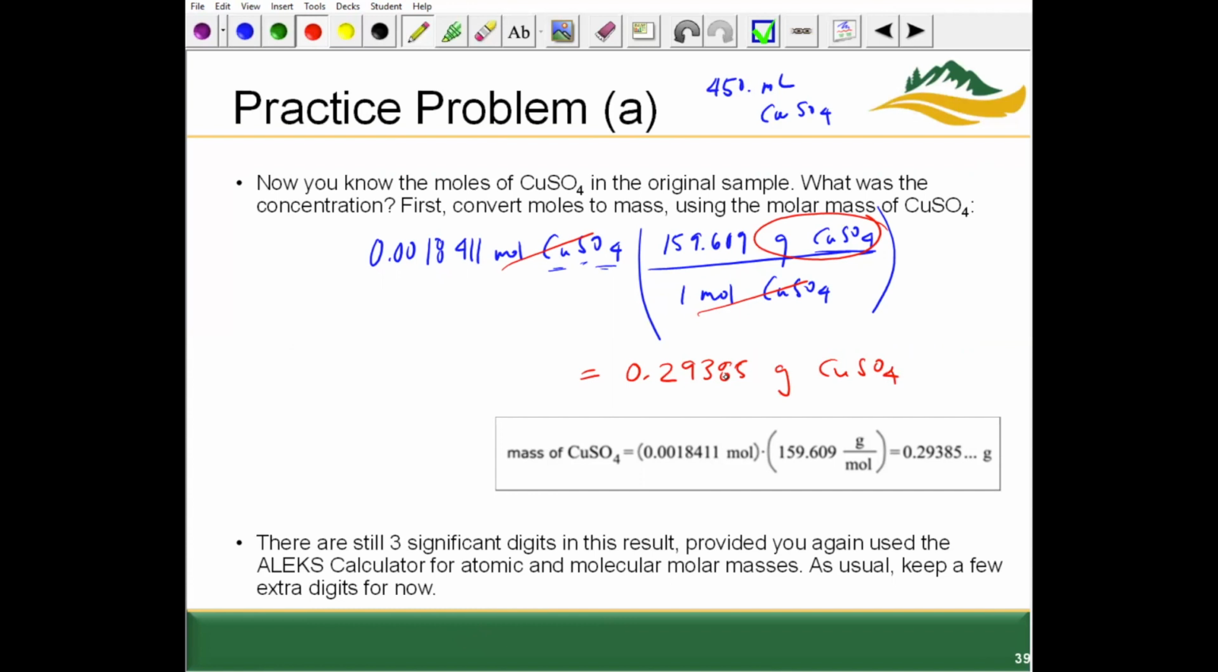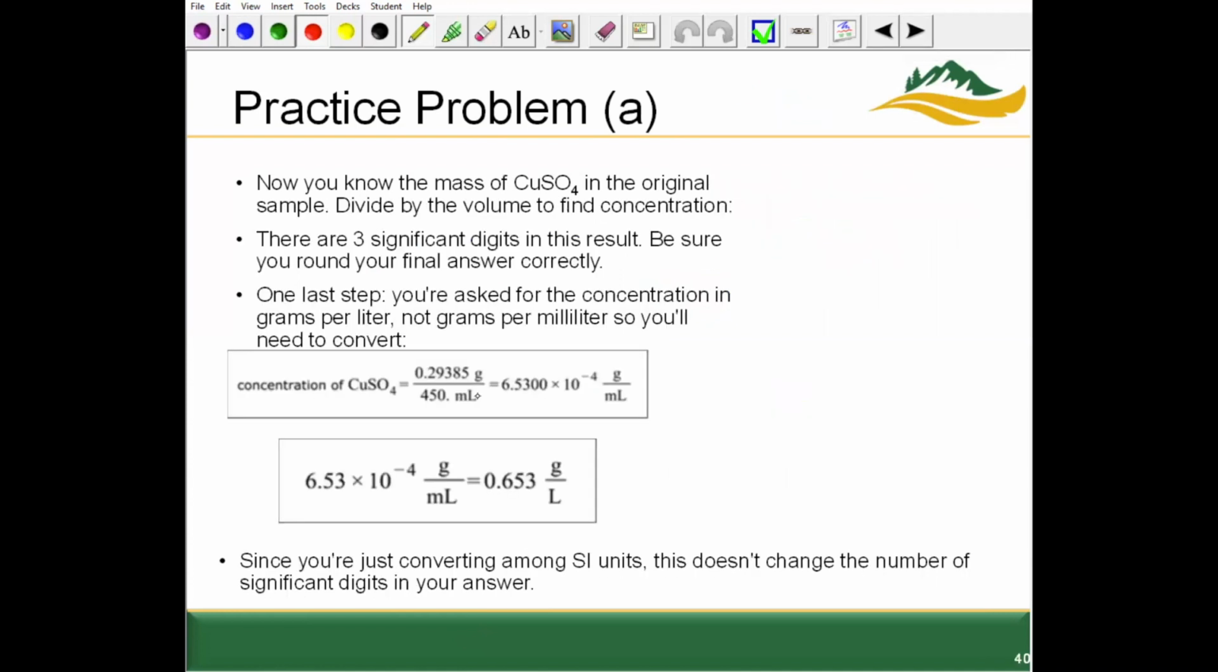And again, we want the concentration in grams per some volume. So that's why we need to first convert moles into grams. If we were asked for a molarity, we could have kept this in moles, right? Because molarity is moles per liter. Here, though, we're asked for a concentration in grams per volume. So now we have grams. Then the last step is to divide it by the total volume. So here we have 0.29385 grams of copper 2 sulfate divided by 450 milliliters. That comes out to 6.5300 times 10 to the negative 4th grams per mil.